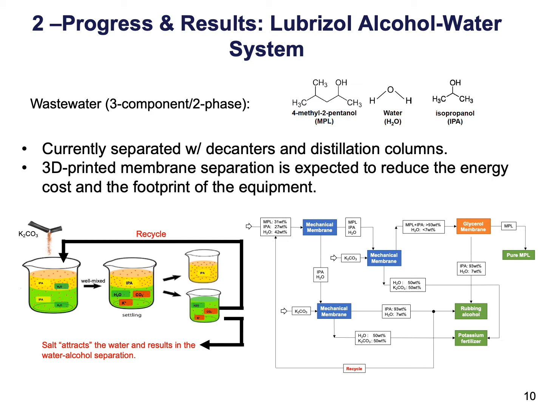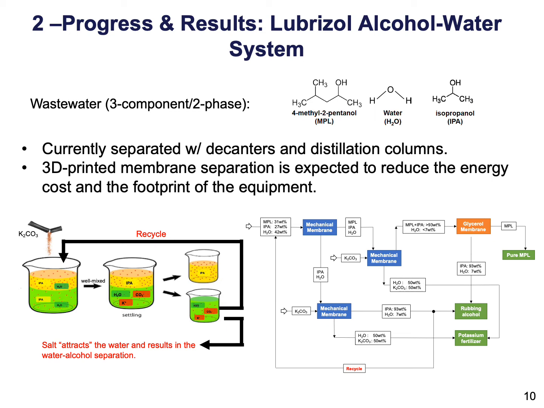Currently, the wastewater treatment is done by decanters and distillation columns. With our 3D printed membrane technologies, it is expected to reduce both energy costs and the footprint of the equipment. The most difficult challenge for this system is to get pure water, since water is miscible with IPA. To address this issue, we have added an additional step to include potassium carbonate salts to the system. Based on literature, potassium carbonate can ideally separate 90% of IPA from water because salts attract water molecules.